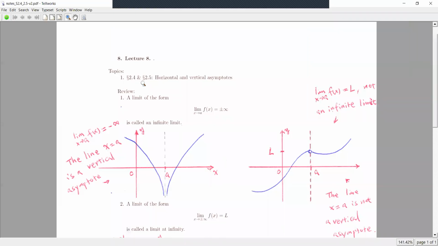Section 2.4 and 2.5 again. Today, we study how to find horizontal and vertical asymptotes.